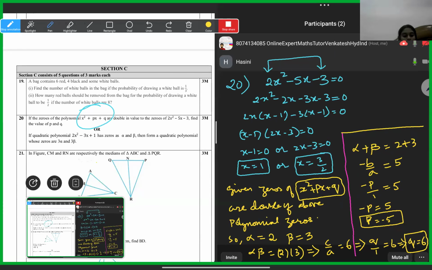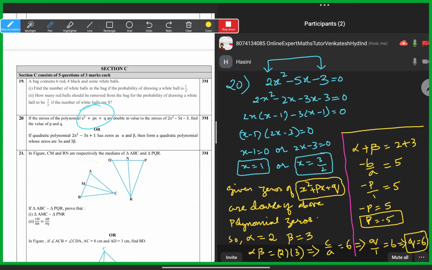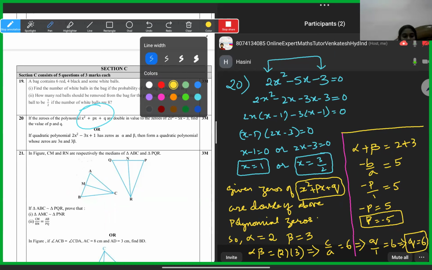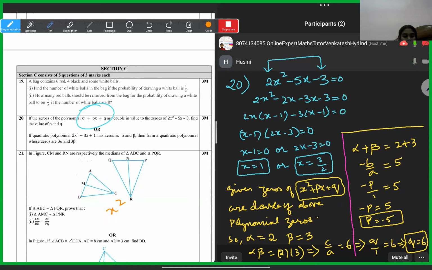So here one more way you can do is, since we have the zeros of this polynomial, alpha and beta, we know one formula now. When we know the zeros of the polynomial, how to form the polynomial: x square minus x into alpha plus beta, plus alpha beta. Remember this formula, Hasni? Yes, sir. It's x square minus x into sum plus product, right, sir?